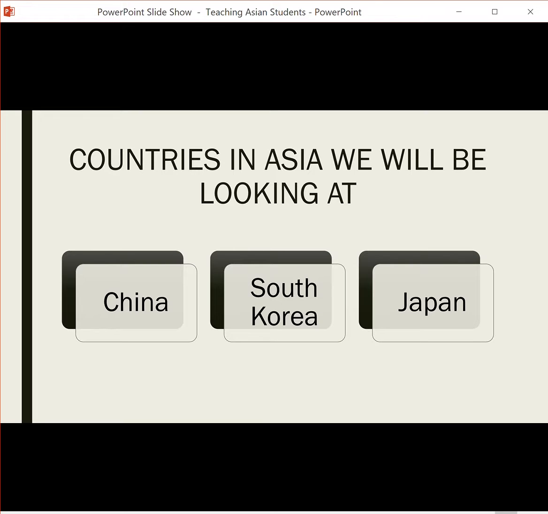Countries we'll be looking at today are China, South Korea, and Japan. Now, all three of these have differences, but they also have a lot of similarities.